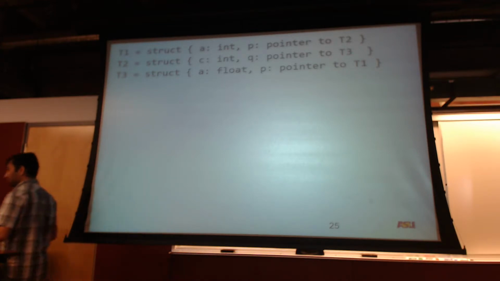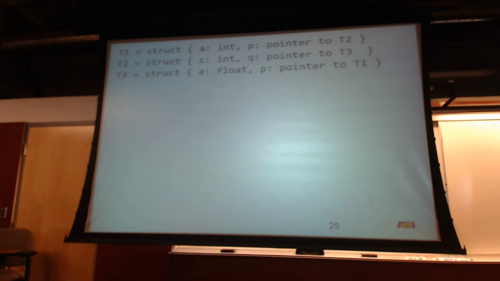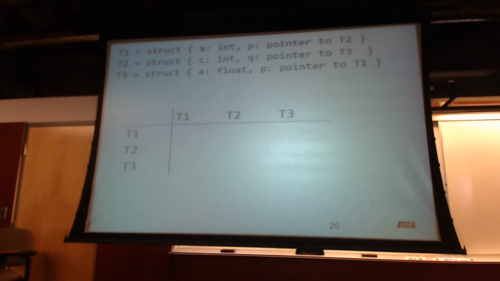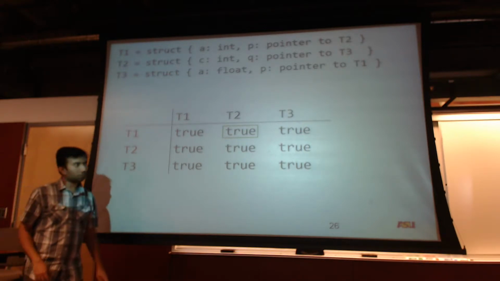Let's see what happens when we do a type compatibility test. We create that n cross n table: T1, T2, T3, and T1, T2, T3. Everything we initialize to true. Now let's evaluate this. This will be true because T1, T1 are the same structurally equivalent type. Let's say T1 and T2. Can we evaluate whether these are true or not?